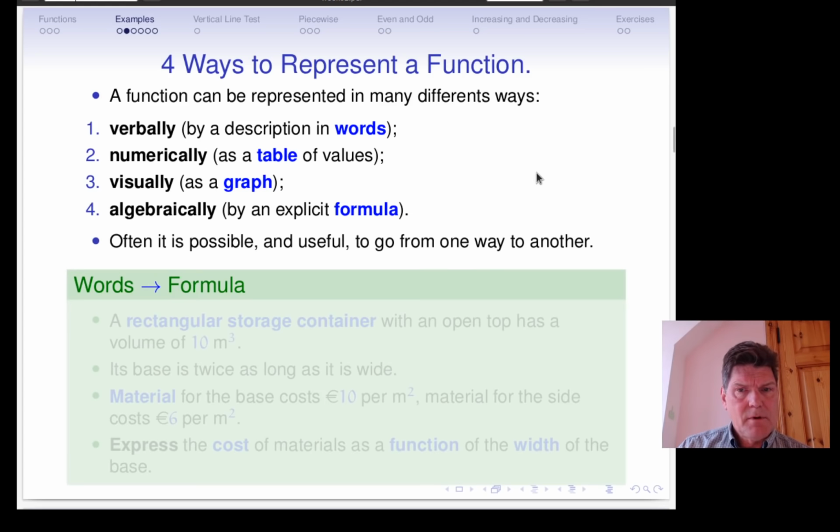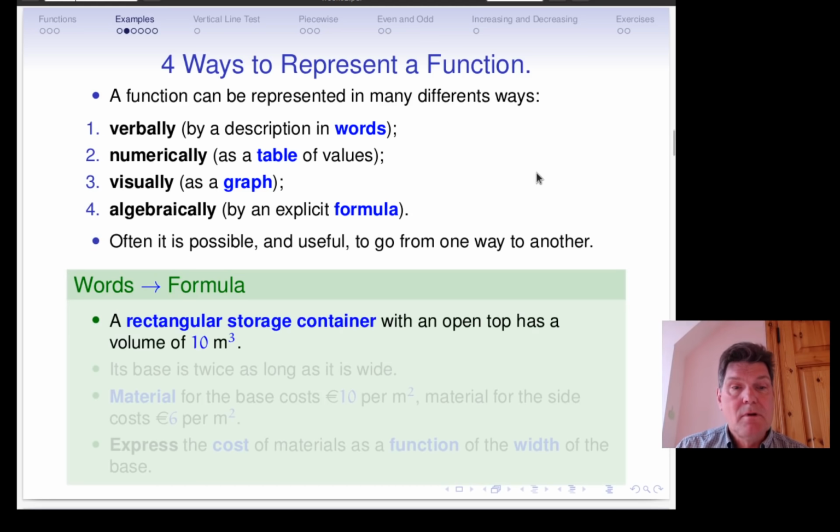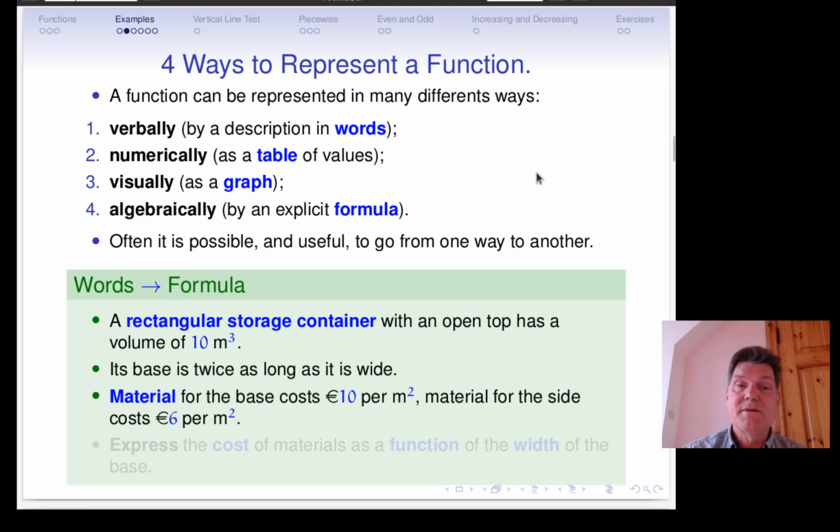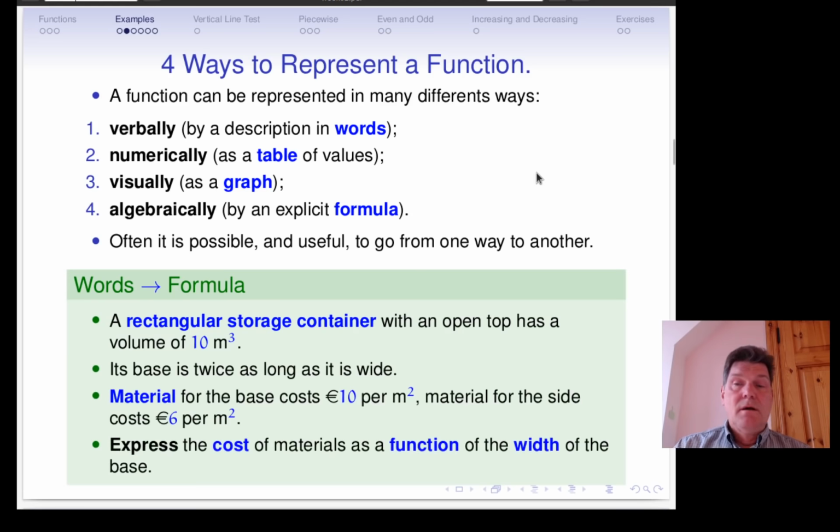Here's an example, a typical word problem as you might find it in textbooks or on exams. Here it's about a rectangular storage container with an open top that has a volume of 10 cubic meters. Its base is twice as long as it's wide. Material for the base costs €10 per square meter. Material for the side costs €6 per square meter. The task is to express the cost of materials as a function of the width of the base.